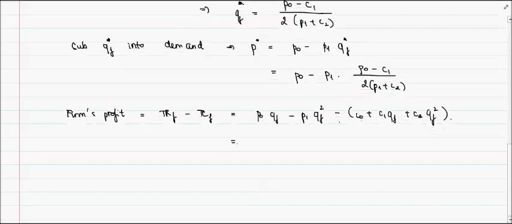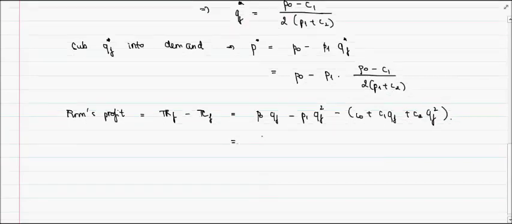Okay, so if I expand the bracket and simplify, I'll get P0 QF minus C1 QF, and that will just give me P0 minus C1, everything times QF. I get P1 QF square and minus C2 QF square. So if I take the negative, that will give me minus P1 plus C2 times QF square. And so I get negative C0 at the end.